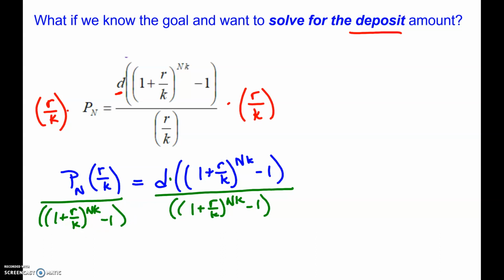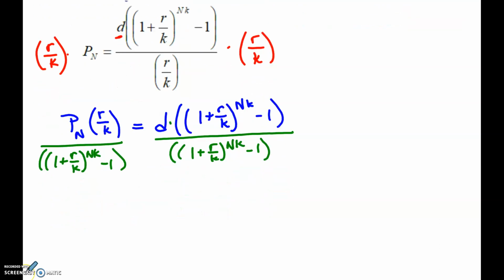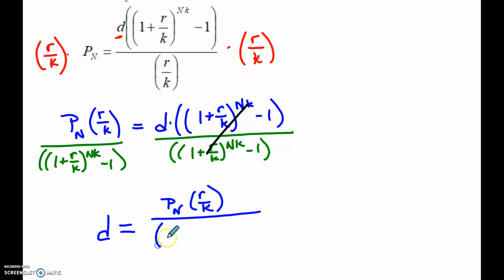Okay, so putting this all together, I'm going to write out my nice formula here where D is all by itself, because these canceled on the left and all we're left with on the right is the D. I'm going to flip that around so that D is on the left, and it's equal to P sub n times the R over K, and that's divided by parenthesis 1 plus R over K raised to the nk minus 1.